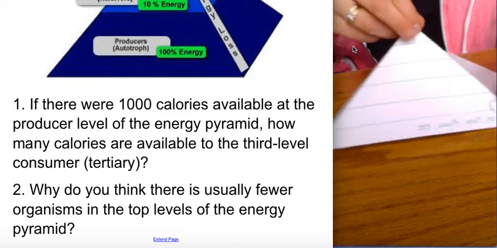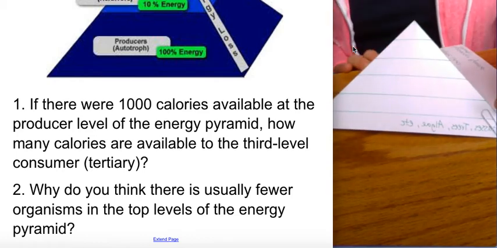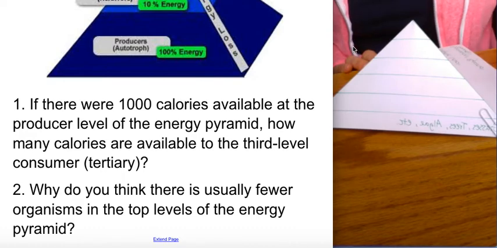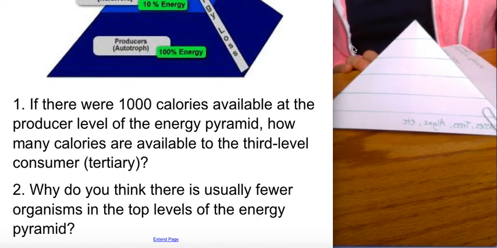Also, on the next side, I would like for you guys to write in an example of each type of consumer or producer down here on the bottom. That way you have an example of the types of organisms that could fit into each one of these trophic levels.